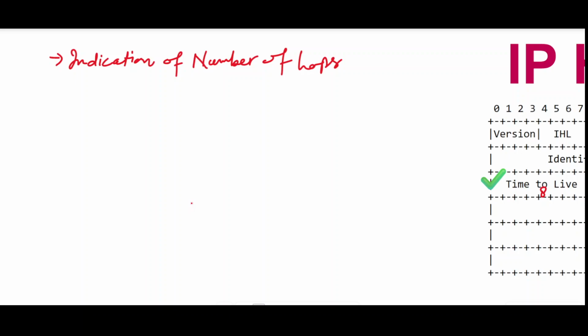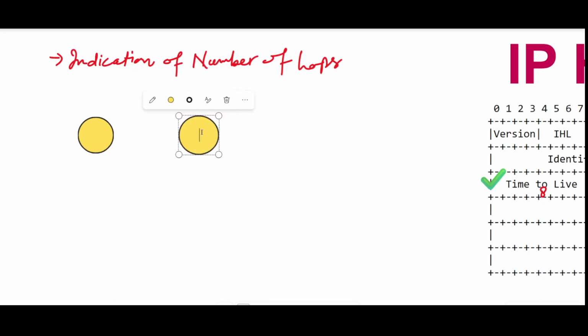Now, before this, if you have no number left, it will be discarded. That means, for a better understanding, each time an IP packet is forwarded by a router. Suppose there is availability of routers. This is one. Here, this is a second router.